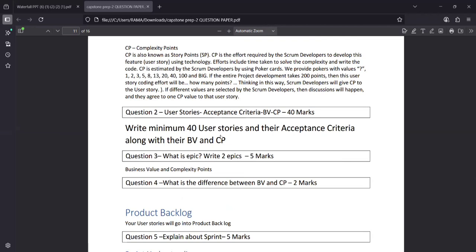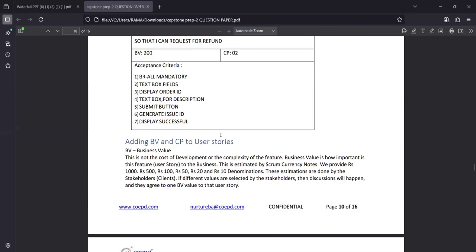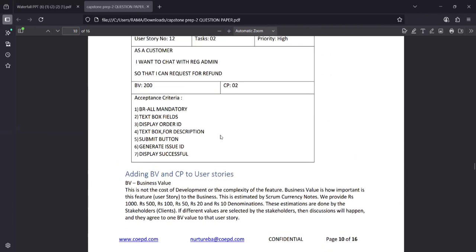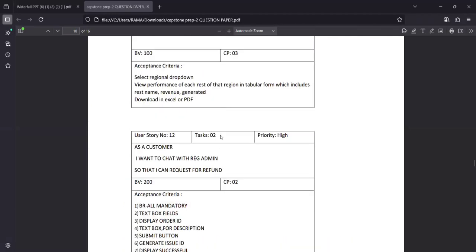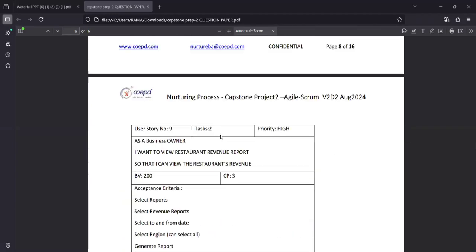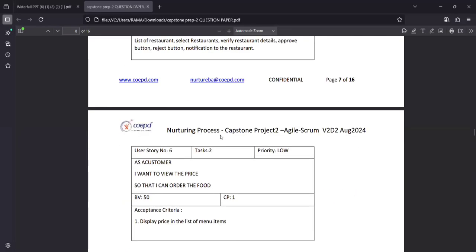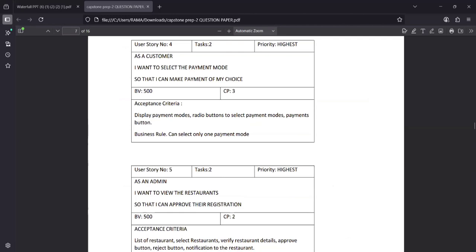We have a case study called Scrum Food, the Scrum Food delivery application. You need to write 40 user stories for that case study. In the question paper itself we have given an example, so based on this you need to write your answer.